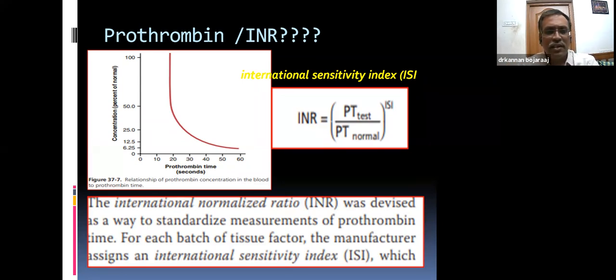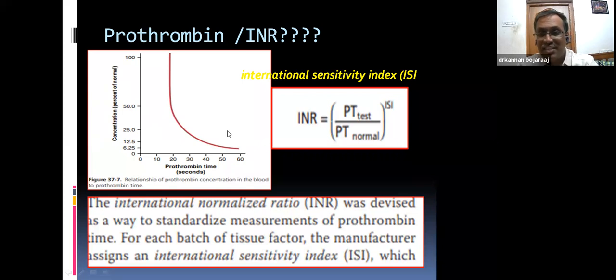And the tissue factor activates prothrombin to thrombin by a reaction called the extrinsic pathway. So the time required for coagulation to take place is known as the prothrombin time, and it is shorter with higher prothrombin concentration in the blood. According to this, you have seen the graph: there is a relationship between the concentration of prothrombin and prothrombin time.